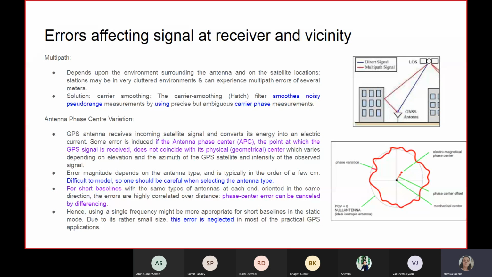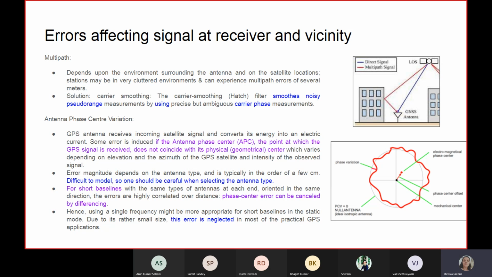As you can see in this figure, the geometrical center, that is the black dot, is different from the red dot. The red dot is the mean location of the center from the phase variation that is being received. Error magnitude depends on the antenna type, and it is typically of the order of a few centimeters. This is difficult to model, so one should be careful while selecting the antenna type according to the application. For short baselines, phase center error can be cancelled by differencing. By using the same type of antennas and orienting all the antennas in the same direction, errors are highly correlated over distance. So the differencing operation can reduce this type of error.